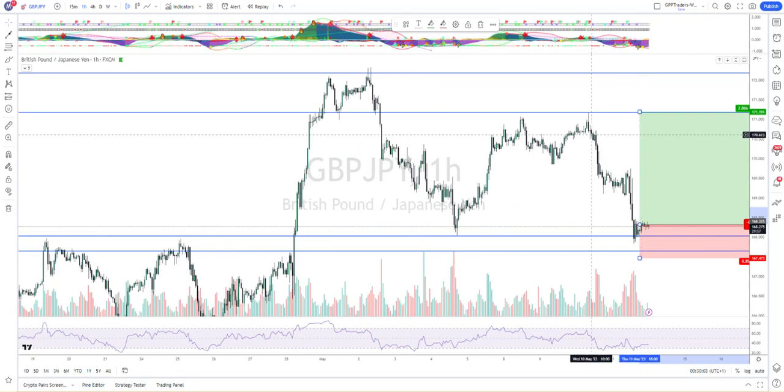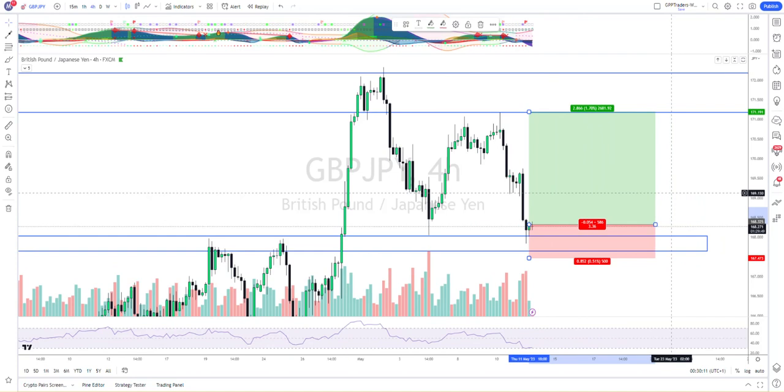Hopefully you found this useful. I tried to give you as much context as I could in terms of why this is a valid trade setup, and providing the stop loss or potential stop loss and take profit zones.